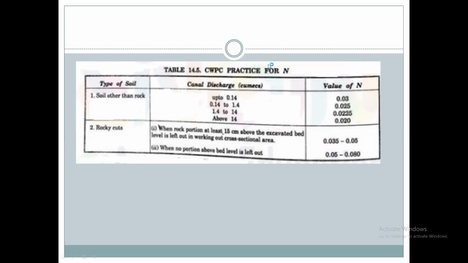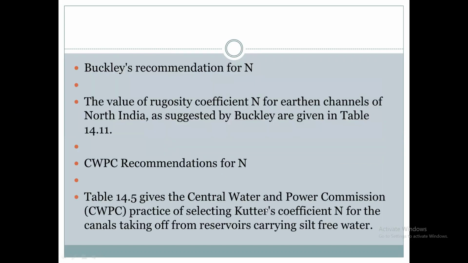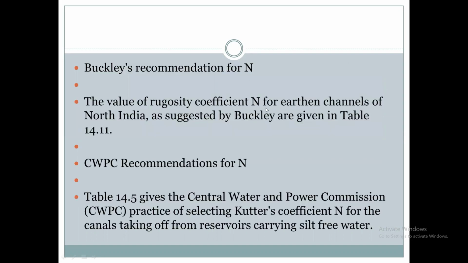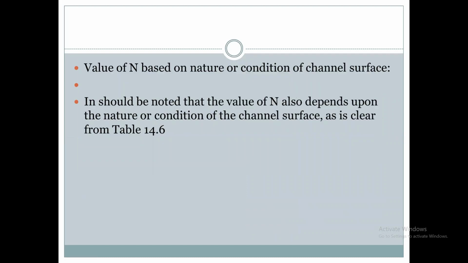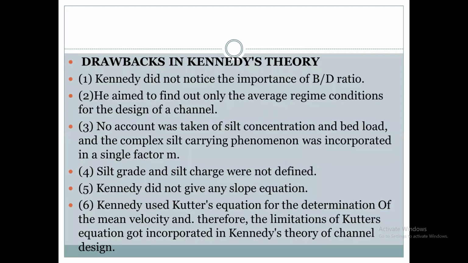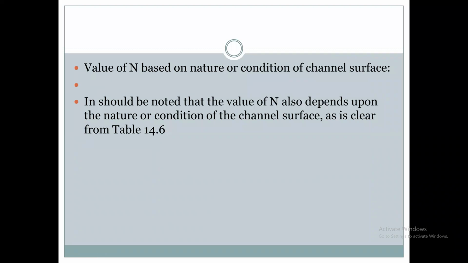This is given by CWPC for various values of n. This is a table given by Central Water Power Commission, CWPC. We have given these values of rugosity coefficients, capital N. Then value of n based on the nature or condition of the channel surface.